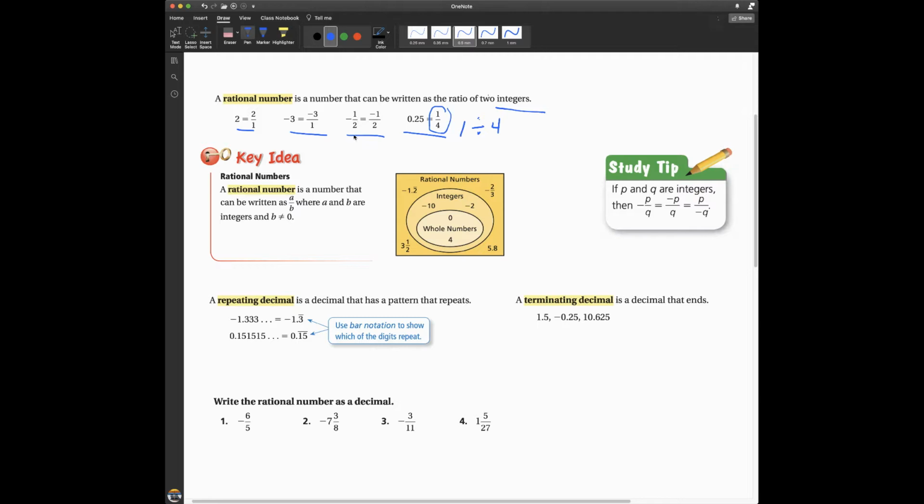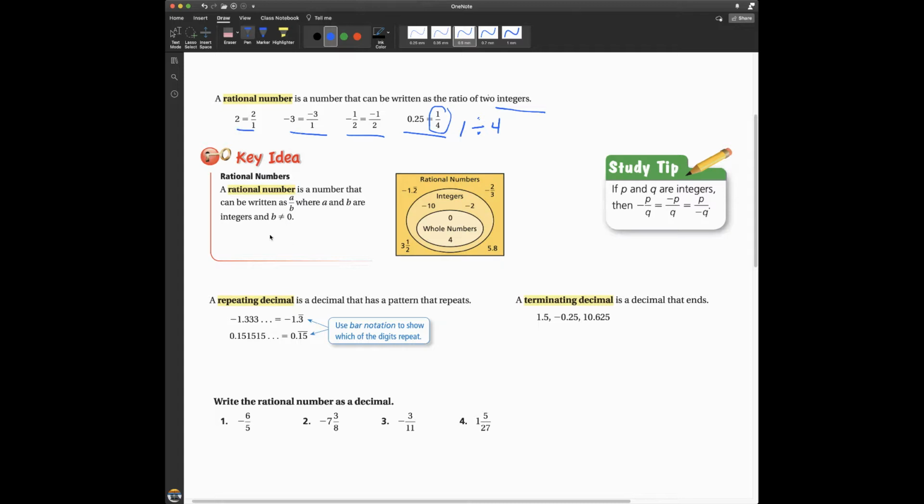But look over here. This is also a rational number, -1/2. And notice I have it equal to -1/2. And we're going to look at the study tip in a moment. But it's interesting that these are equal to each other. And -3 is the same as -3/1 because any number divided by 1 is just the number.